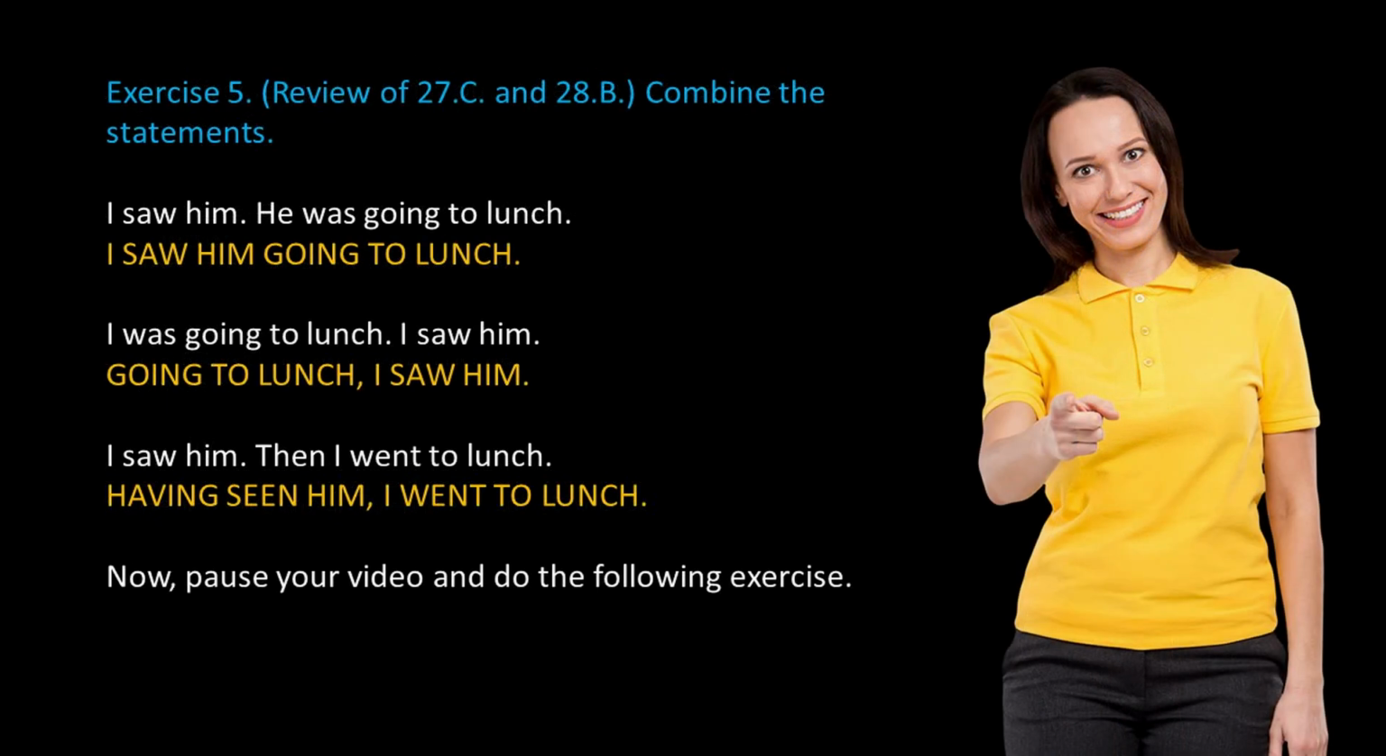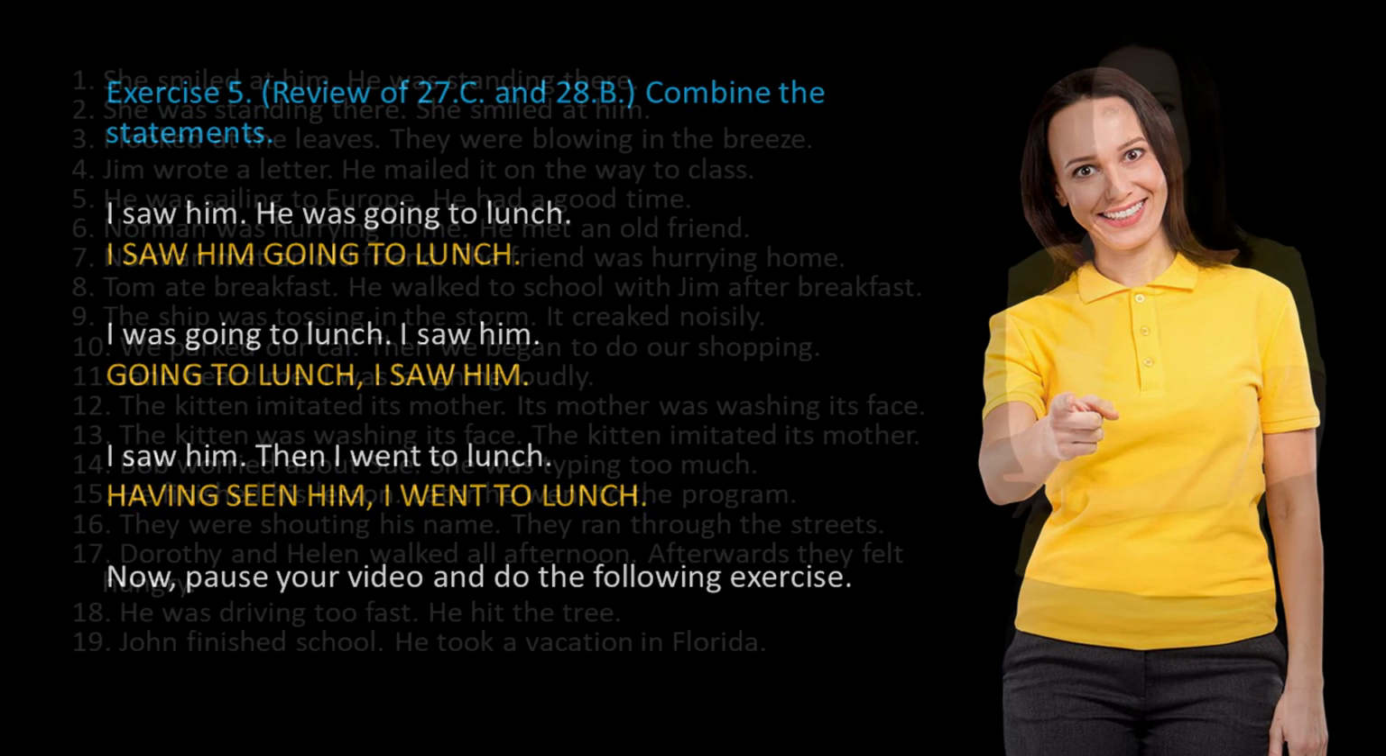Exercise 5, Review of 27, C, and 28, B. Combine the statements. I saw him. He was going to lunch. I saw him going to lunch. I was going to lunch. I saw him, going to lunch. I saw him. Then I went to lunch. Having seen him, I went to lunch. Okay, now, pause your video and do the exercise.